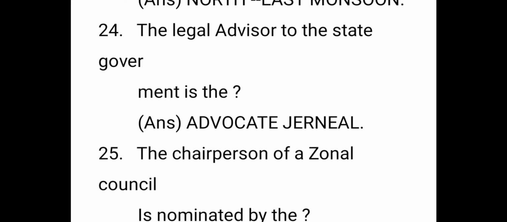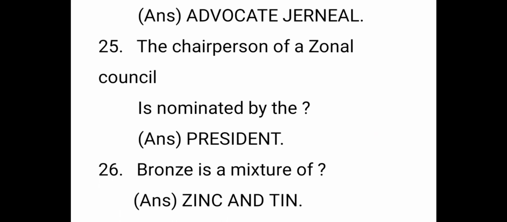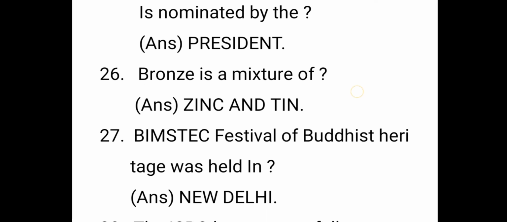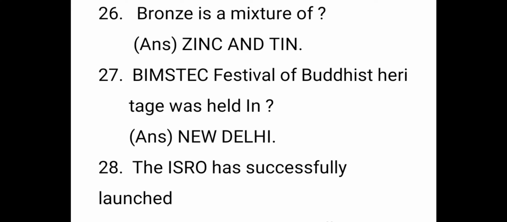The next question. The legal advisor to the state government is the Advocate General. The chairperson of the Zonal Council is nominated by the President. In the absence of the President, a Union Minister or a Chief Minister of the states can be appointed. The next question. Bronze is a mixture of copper and tin.